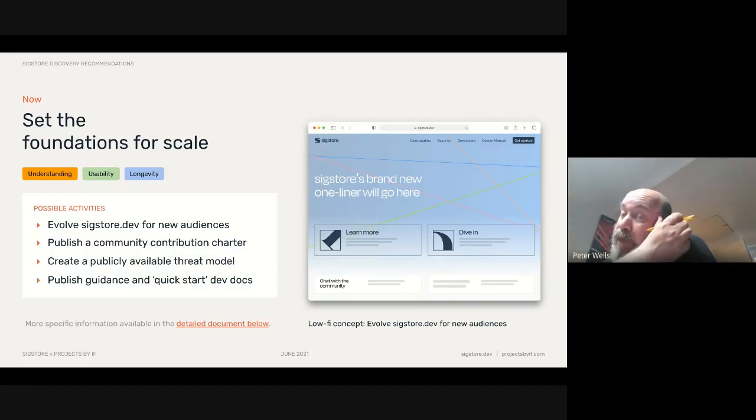Some of the things in there would be things like creating a new website. Obviously, we've done a mock-up of those things. It's nice to see these things and see what they might look like. It's a new lo-fi concept, though. And Dev, if we go to the next slide.